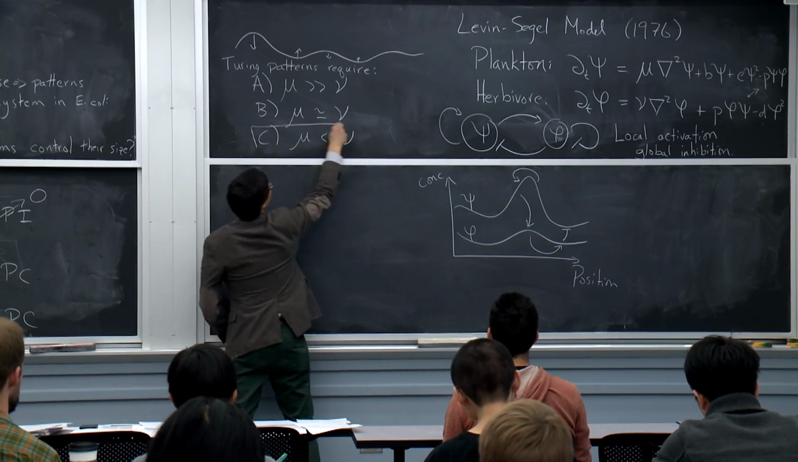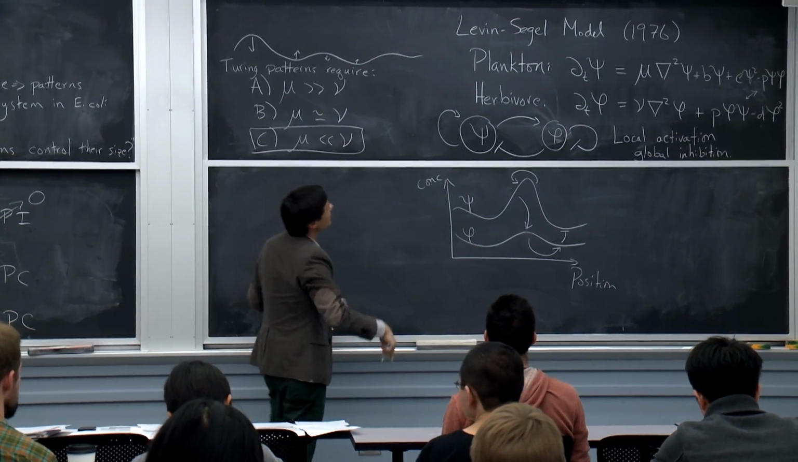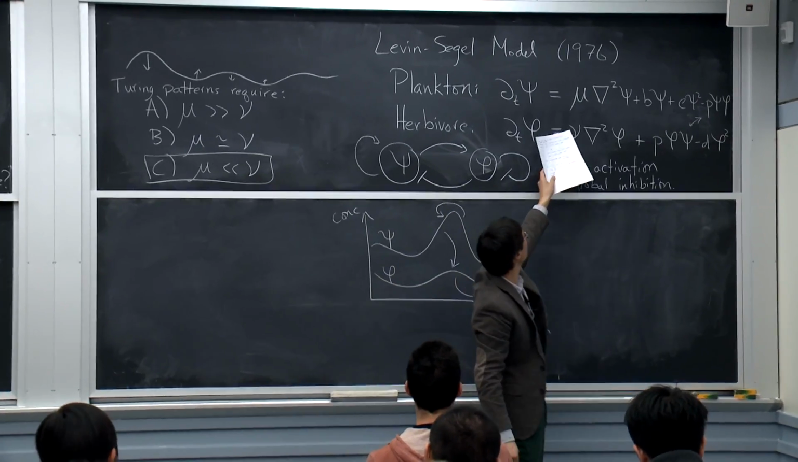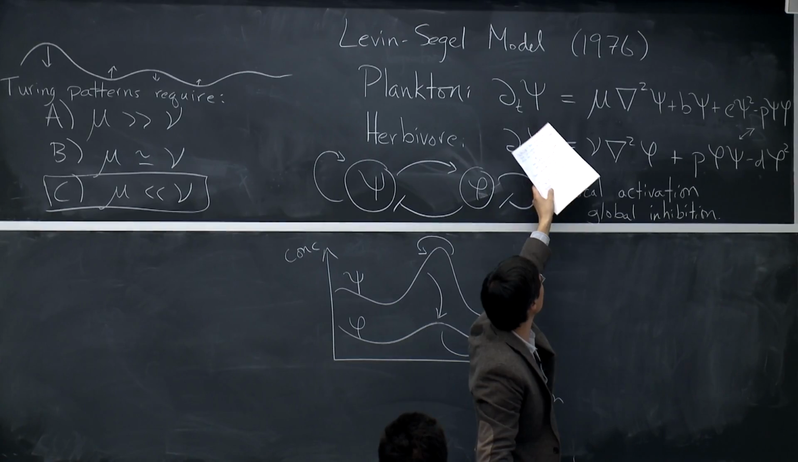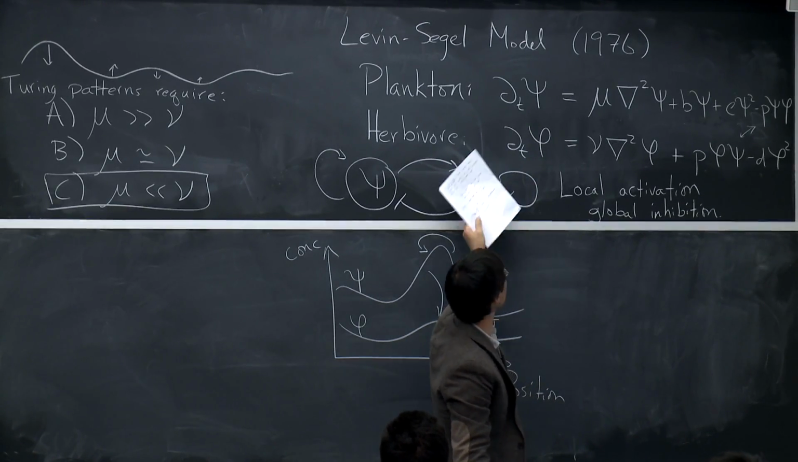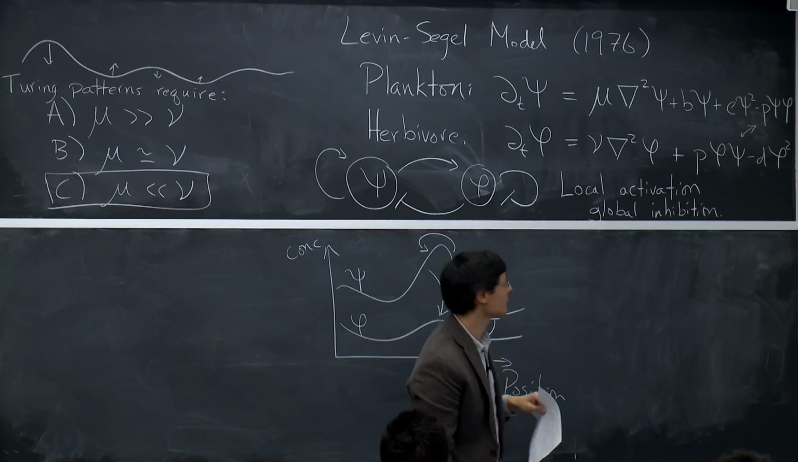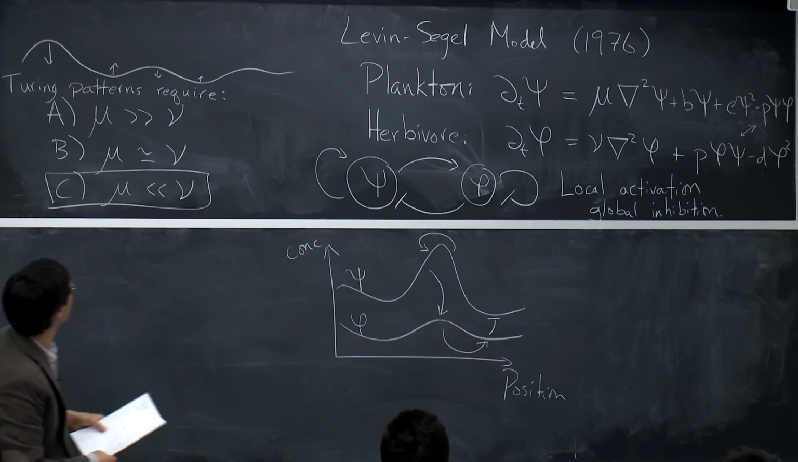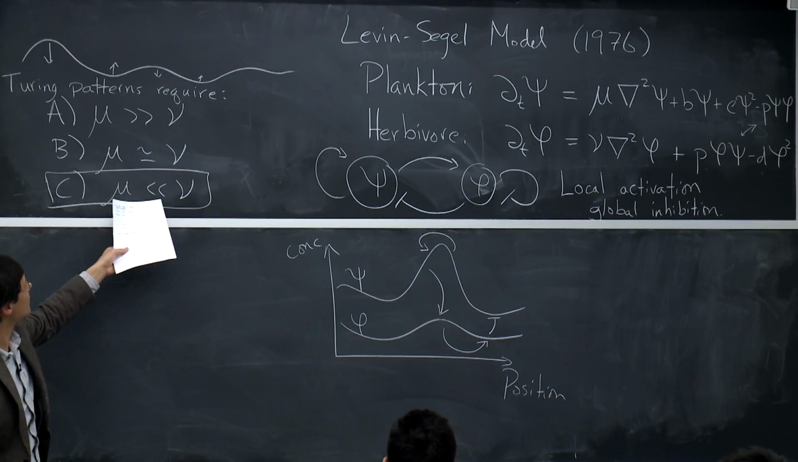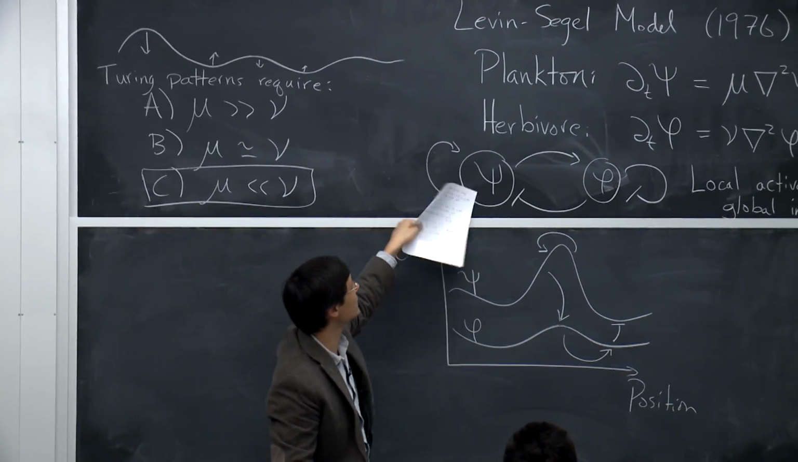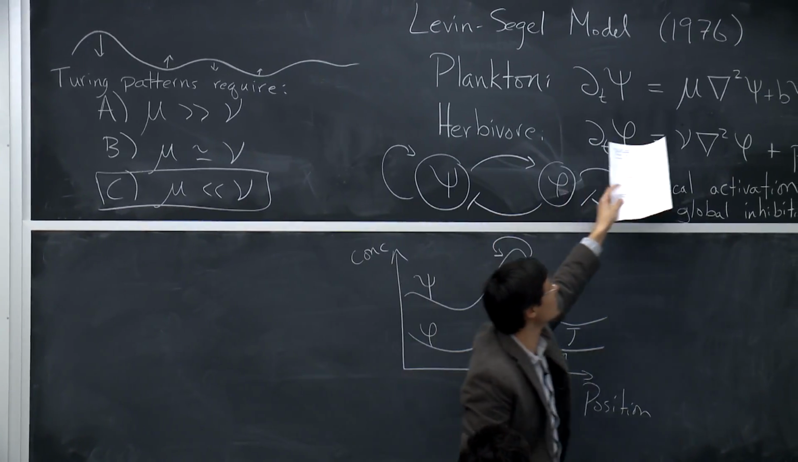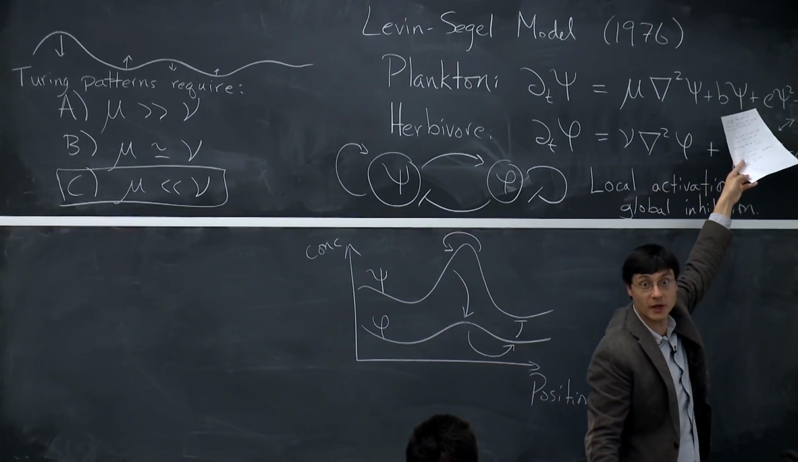The idea is that mu has to be much less than nu. Mu is the diffusion coefficient of the prey, and nu is the diffusion coefficient of the predator, right? So what you want is to have local activation, and the thing that's activating itself is the plankton, right? You can see that in, for example, this phi squared term.